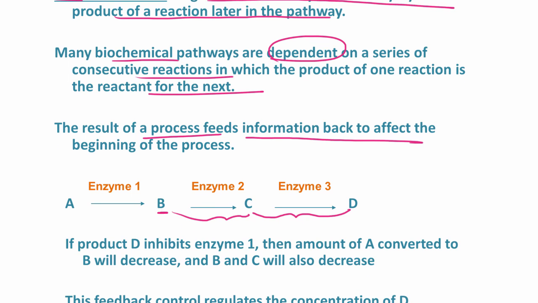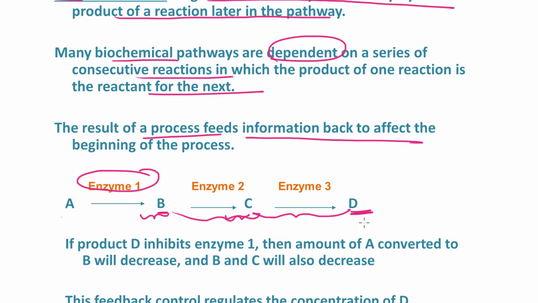Our oven is regulated by feedback. We have a sensor that detects the temperature and feeds back the information in order to turn the heating elements on or off depending on the temperature. So this is the same kind of thing. So in this case here, let's say product D inhibits enzyme 1. Then what's going to happen is the amount of A converted to B, or the amount of B, is going to decrease, and C will also decrease.